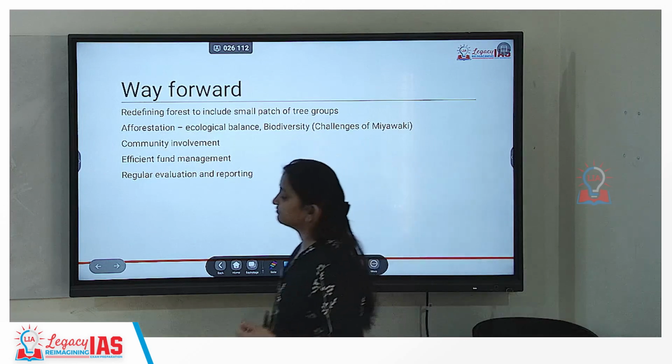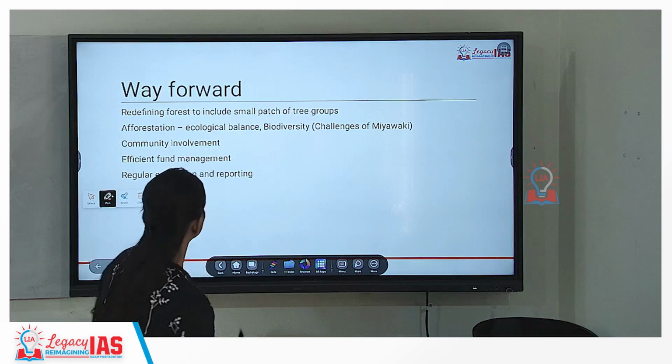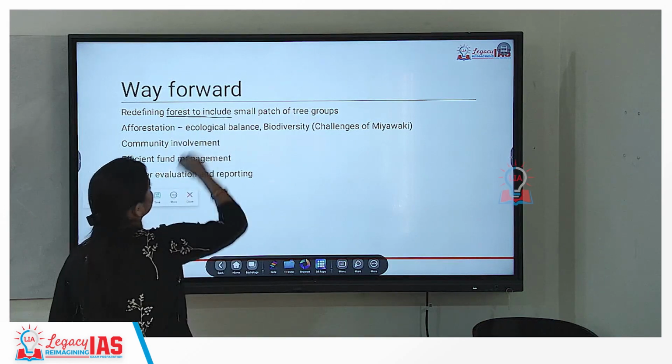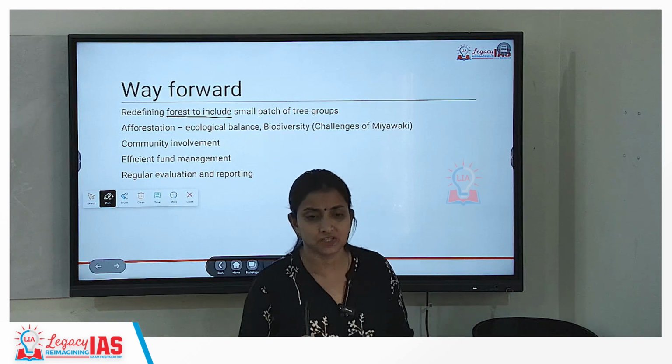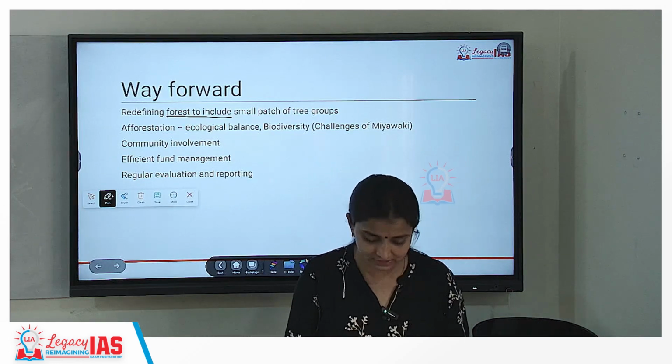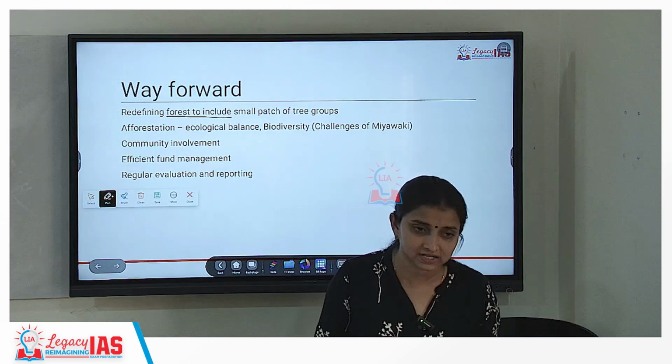So what is the way forward? If all of these is the problem, what should be the suggestive solutions? So first solution is redefining the forest to include small patch of tree groups. So for example, Forest Conservation Act of 2023, which has removed these small patches of trees from the definition of forest, this needs to be rectified.